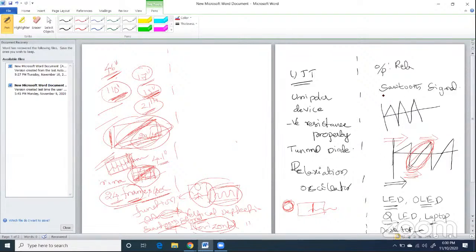The output of a relaxation oscillator is a sawtooth signal. What is the difference between a sawtooth signal and a triangular signal? A triangular signal has equal on time and off time: T on is equal to T off. Whereas in a sawtooth signal there is no off time, meaning off time is equal to 0. This signal is also called a sweeping signal.